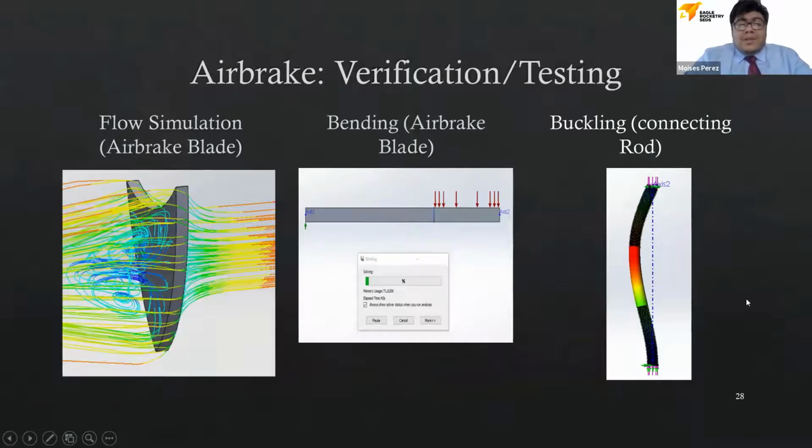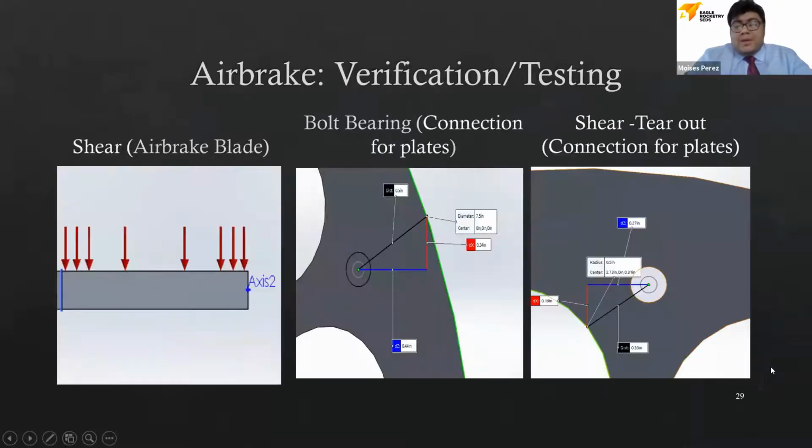Some verification and testing that was done was flow simulation and bending in the air brake blade, buckling in the connecting rod that we used to connect the air brake system to the rocket, shear in the air brake blade, and ball bearing in the connection for plates that includes top, bottom plate, and the air brake blades, and shear tear out.